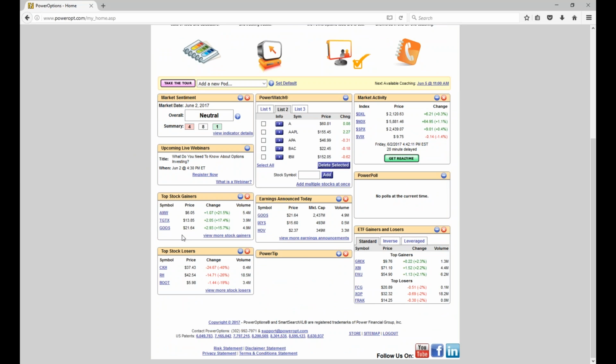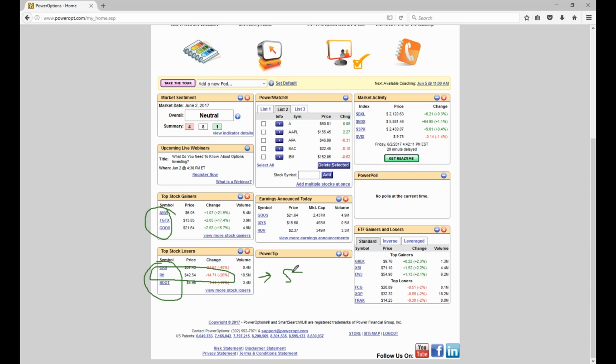One of the other pods we have available is the top stock gainers. Okay, and top stock losers. I'm just looking at this one right here, RH, the hardware restoration, which had a great trade today. It was a 3-day straddle position. The stock's down at 42.54.